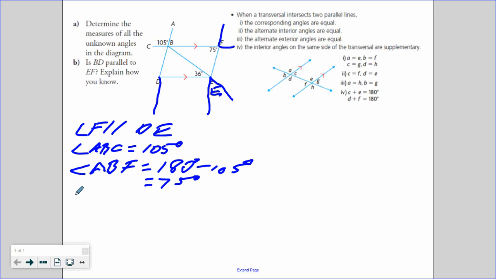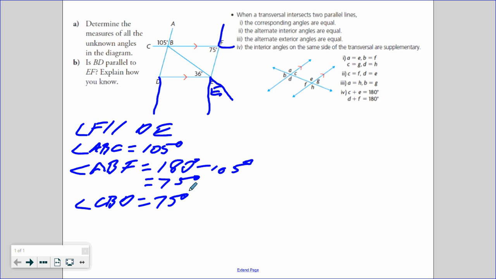Next one. Let's check out some of the other rules that we would have known with angles. So we're going to look at angle CBD. We're looking at this angle here. That is going to be vertically opposite from the angle that we just found, and vertically opposite angles are equal. So now we know these two angles are equal. So we're going to say that angle CBD also equals 75 degrees.